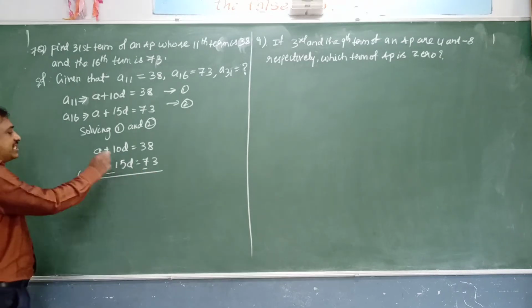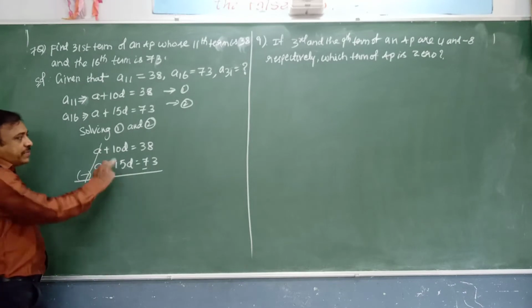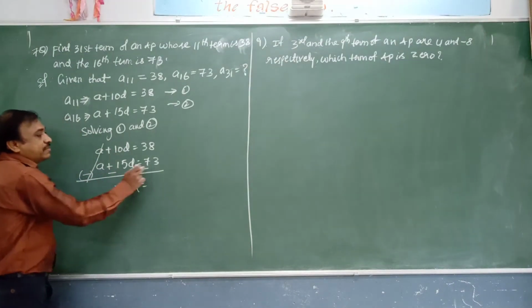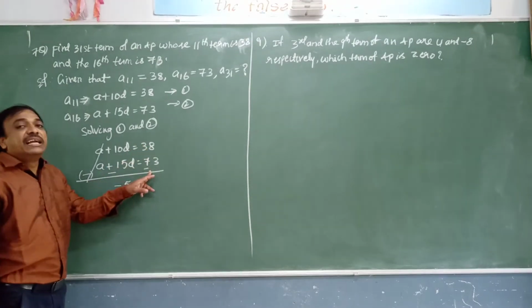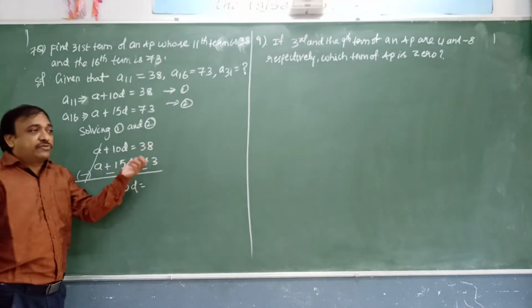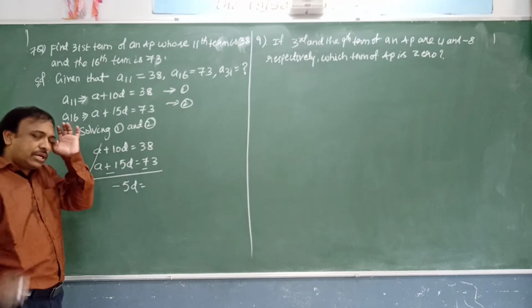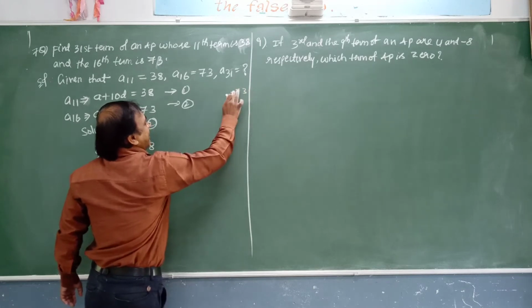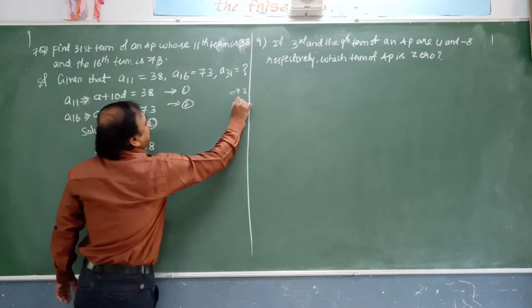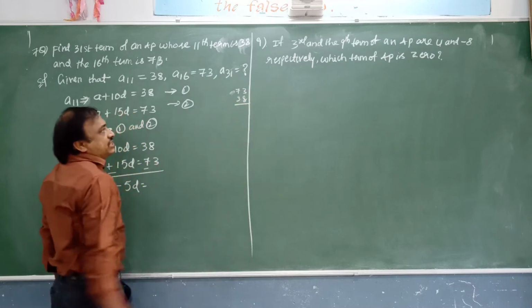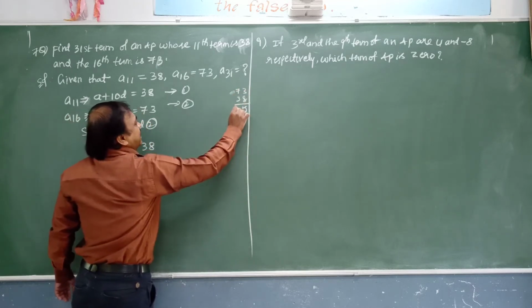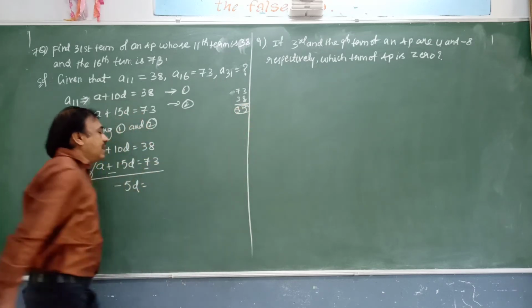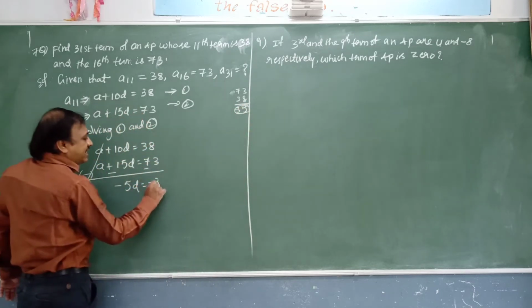Now you see, plus A minus A get cancelled. Plus 10D minus 15D will be minus 5D. And this is minus 73 plus 38. Operation on integers: one plus and one minus, then immediately you subtract and keep the bigger number's sign. Here, minus 73 and 38. If you subtract, 13 minus 8 is 5, 6 minus 3 is 3. So, minus 35. You will be getting the answer minus 35.